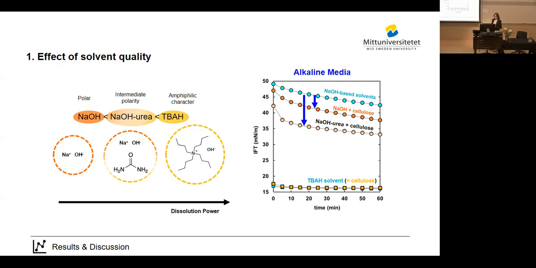So what we have seen is that in sodium hydroxide based systems, the interfacial tension was decreased in both cases, but this effect was more pronounced when we had urea in the system, and this was attributed to a better dissolution of cellulose, and so more readily available molecules to adsorb efficiently at the interface. In the case of TBAH, the case was different, and it was difficult to draw any conclusions from these studies, given the strong amphiphilic character of the solvent, which gave this already very low interfacial tension.